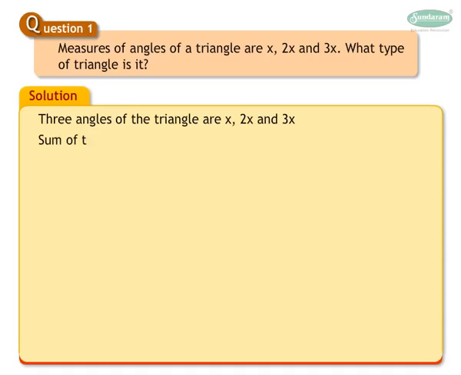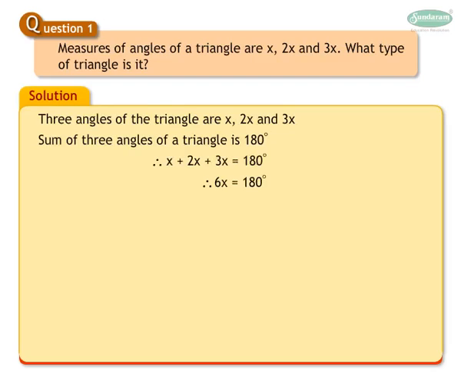We know that the sum of three angles of a triangle is 180 degrees. It means that x plus 2x plus 3x is equal to 180 degrees. It implies that 6x is equal to 180 degrees. That is, x is equal to 180 degrees divided by 6. It gives the value of x as 30 degrees. So measure of angle x is equal to 30 degrees.